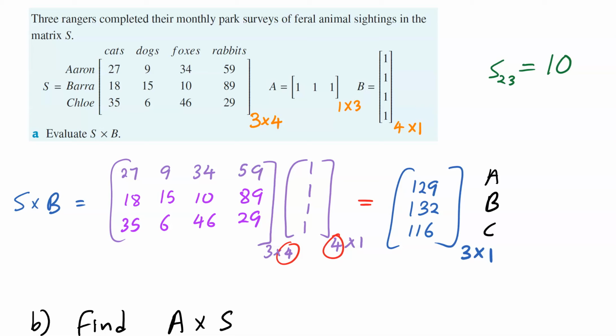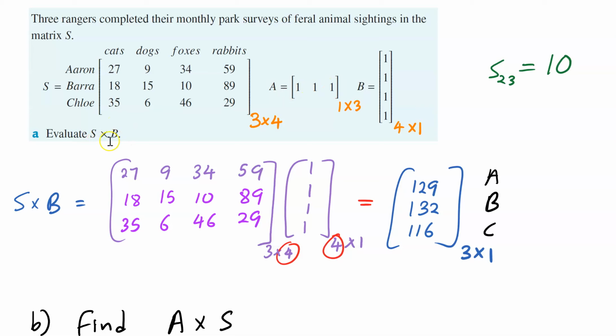Now we are going to look at matrix multiplication to make our life easier, to calculate some numbers quite fast. Now the first one is S times B. The B matrix is a column matrix. It is 1, 1, 1, 1, a 4 by 1 column matrix. It's one column but 4 rows. The A is given as 1 by 3, which is a row matrix.